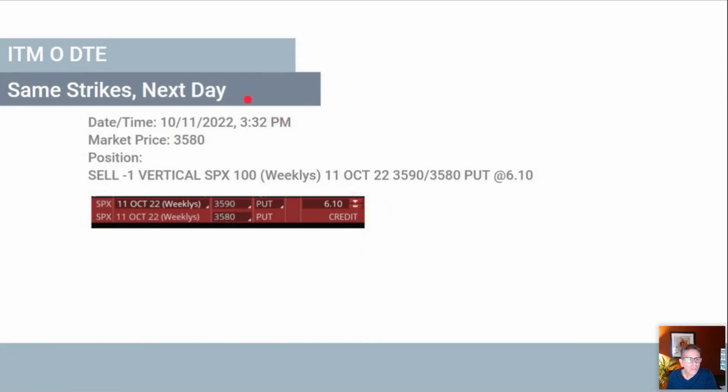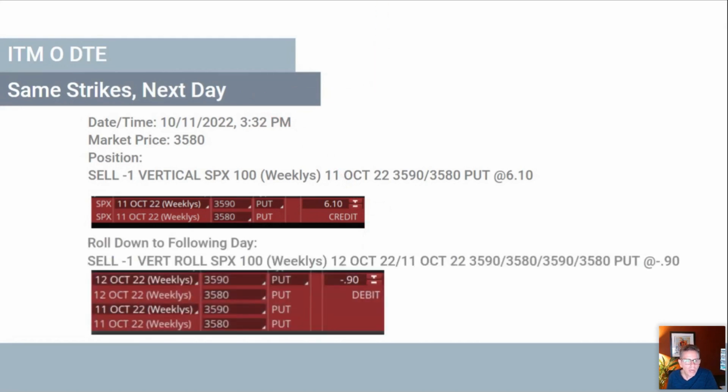Right. So let's go through this and what can happen here. So now, if we wanted to roll this position with the same strikes, you're still going to pay a 90-cent debit. Okay, there's no credit here. You're going to pay for it. Okay.